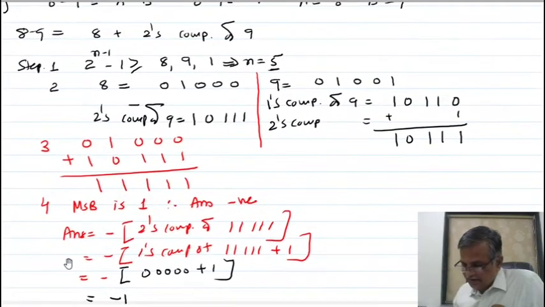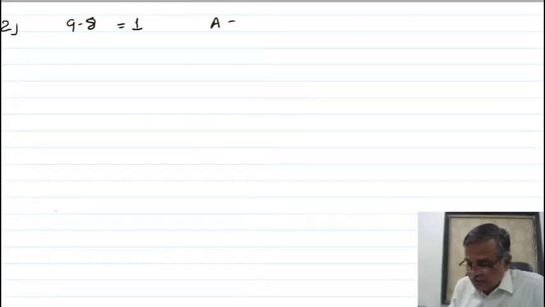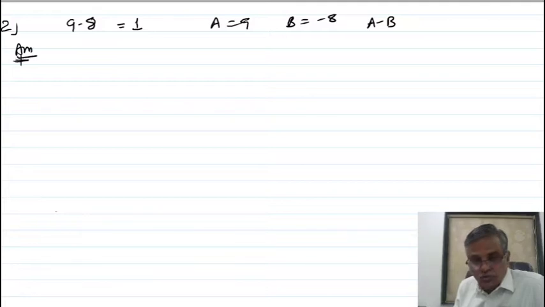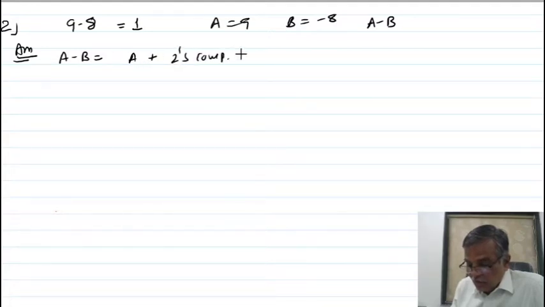Now let us do another. Look here, the second numerical we are discussing. 9 minus 8, you know it is 1, which means A is equal to 9, B is equal to minus 8. So A minus B I have to find. Let us find it with the help of 2's complement. A minus B we write as A plus 2's complement of B.